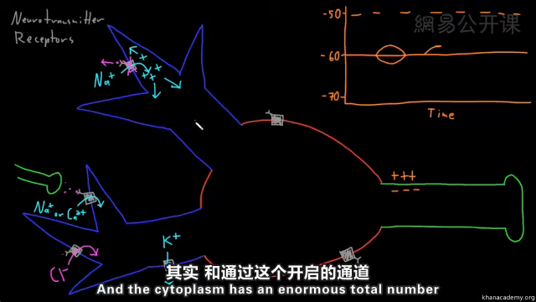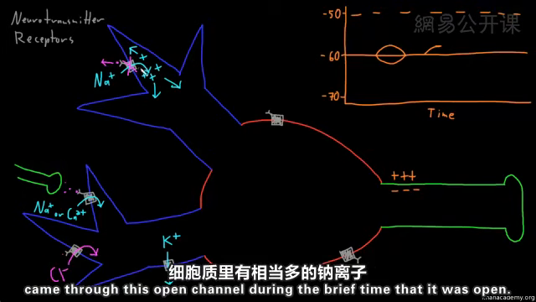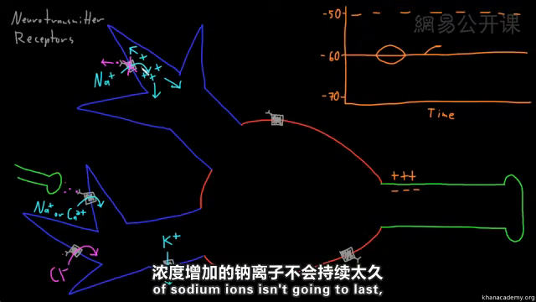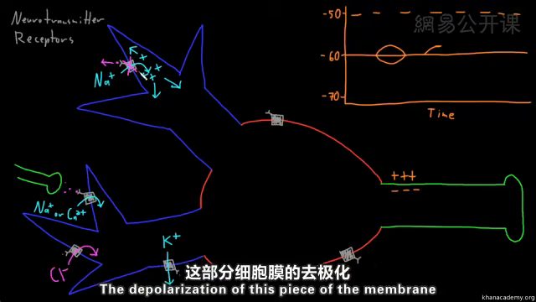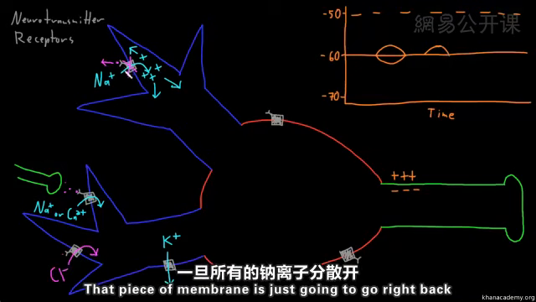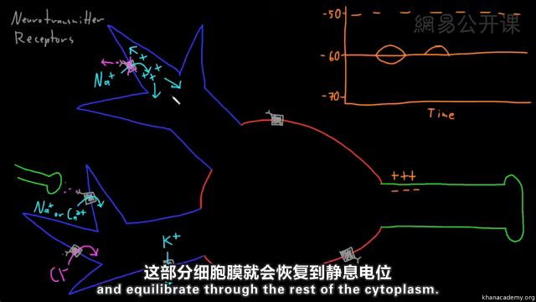and then they're in equilibrium. And the cytoplasm has an enormous total number of sodium ions compared to the very small number that came through this open channel during the brief time that it was open. So because this small area of increased concentration of sodium ions isn't going to last, all these sodium ions are going to race away from each other, the depolarization of this piece of the membrane is not going to last either. And this is going to be the decay that happens with time. That piece of membrane is just going to go right back to the resting potential once all these sodium ions spread out and equilibrate through the rest of the cytoplasm.